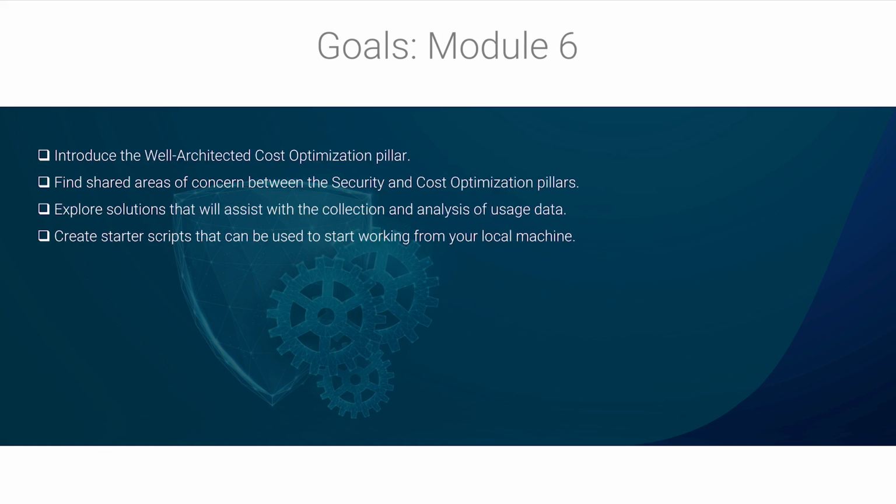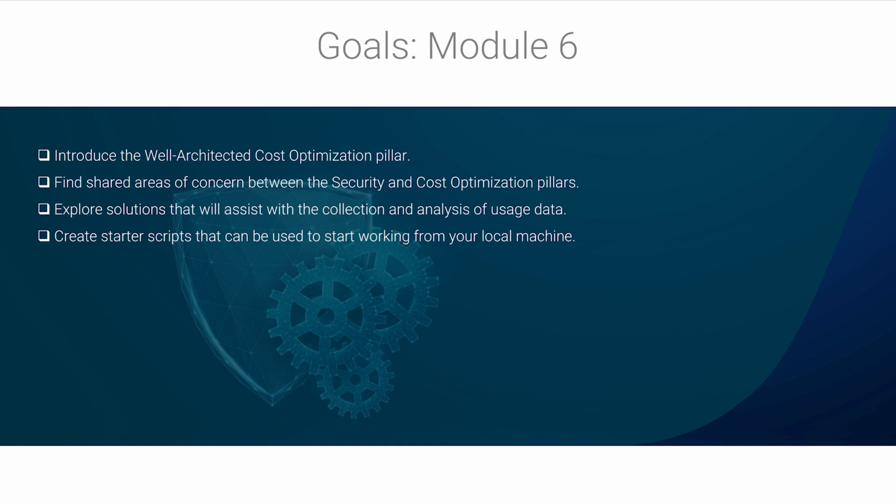Section 6. This is going to be focused on the cost optimization pillar. We're going to find the best practices that are associated with supporting this pillar, and then we're going to compare it to the security pillar and find areas of shared concern. Then we'll explore solutions that can assist with collection and analysis of the usage data. The cost optimization pillar is a little different because it uses a different tool set. It uses a different service than most of the other pillars.